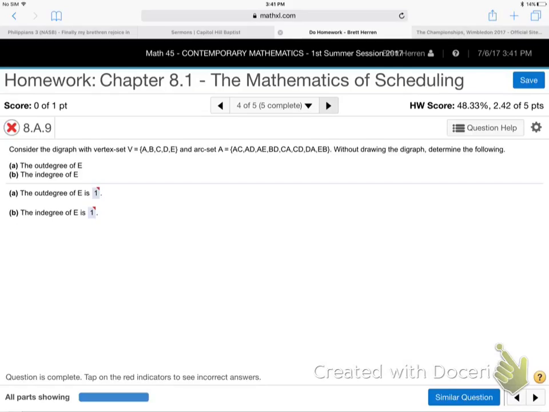Okay, so consider the digraph, vertices, boom. Without drawing the digraph, determine the following. What's the out degree of E? The out degree. In other words, how many arrows pointing out of E? Well, you can just look here, and anything starting with E, it'd just be this one right here, the EB. That one's an arrow from E out to B. That's why there's only one out degree for E. And what's the in degree? Like how many pointing into E?